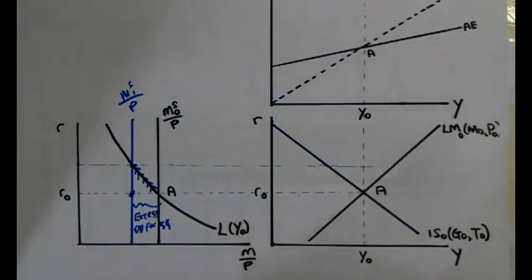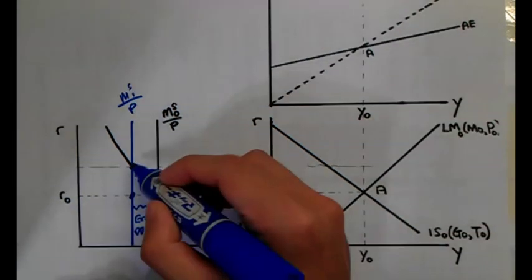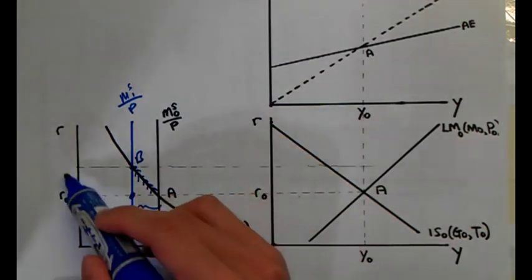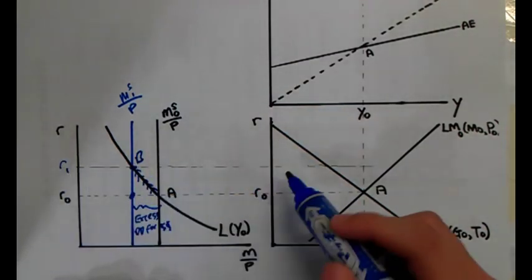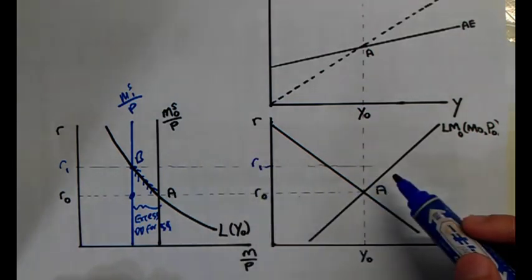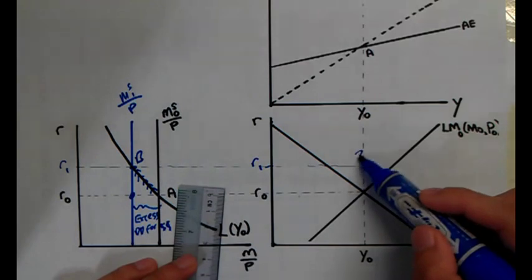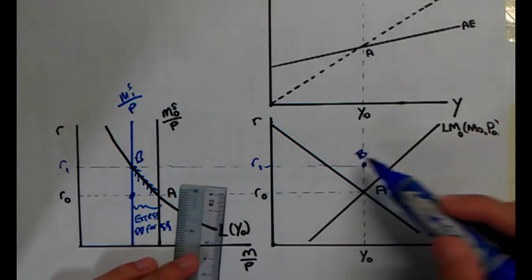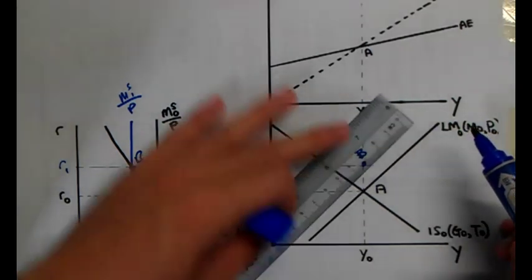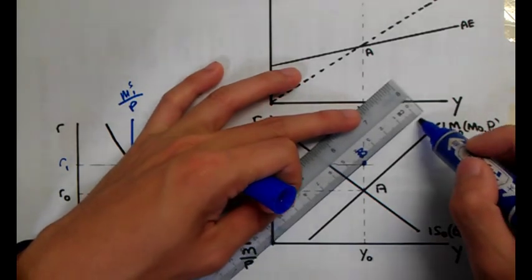We'll call that point B. Interest rates have increased to R1. And we know that the LM curve is going to shift up to this point. Why this point? Why is this point B? Because income hasn't changed. So I'm going to draw a new LM curve.